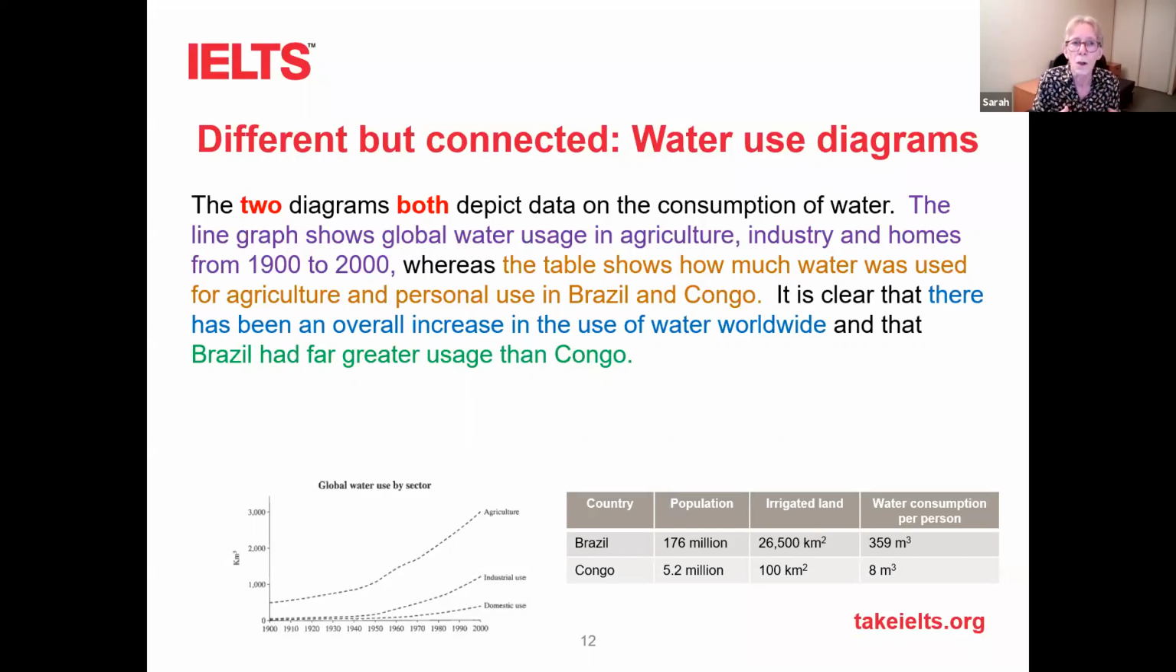And what's the information in red? Why have we got that information in red?